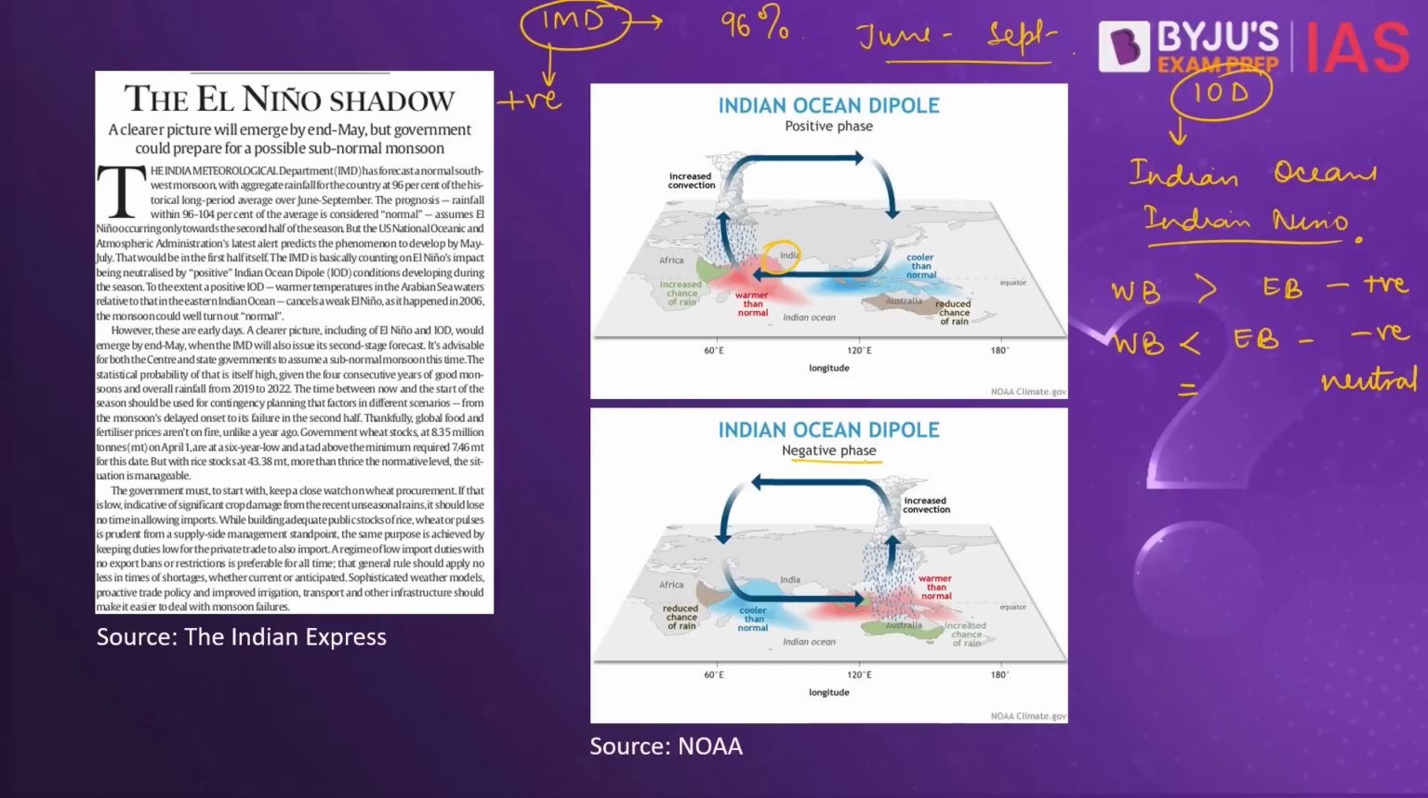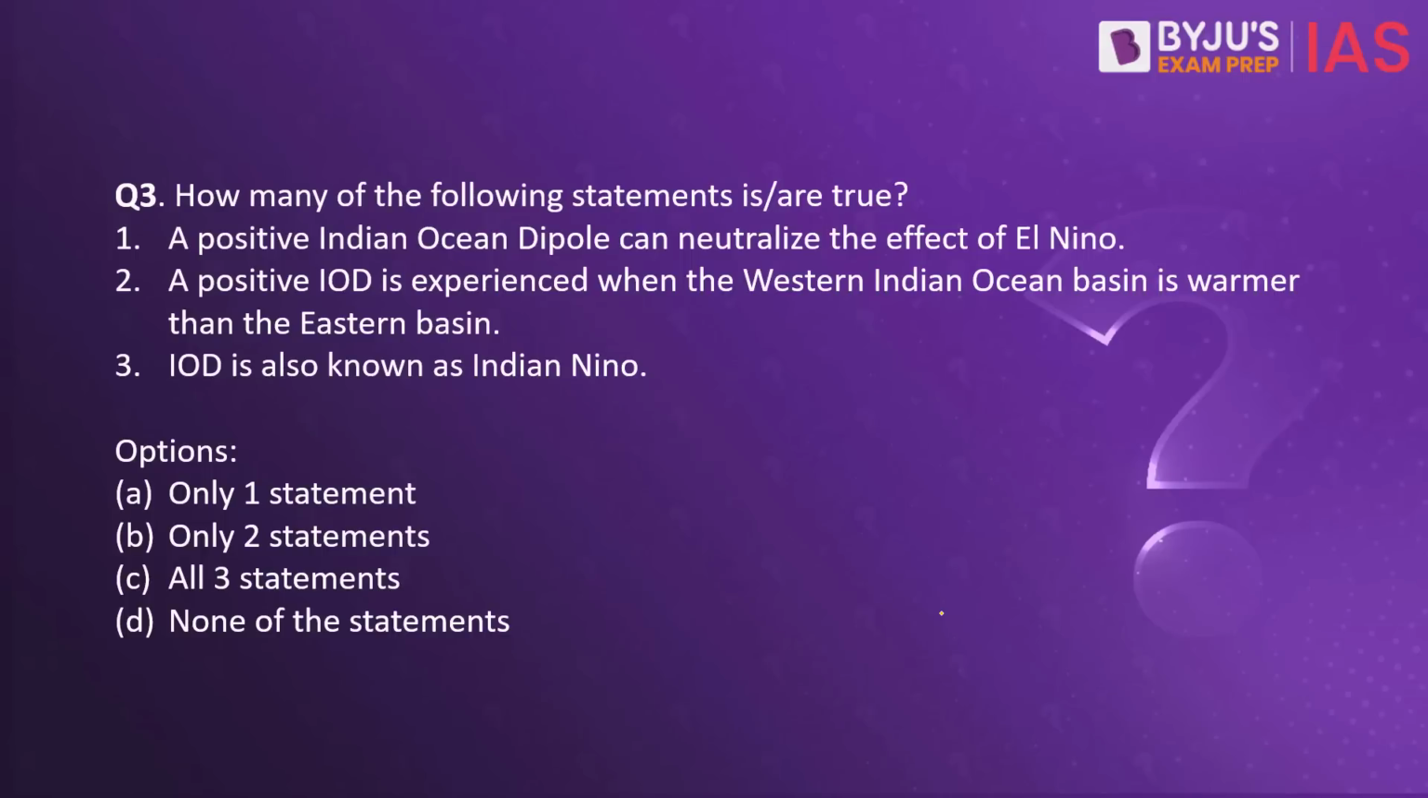In the negative phase, a better rainfall is experienced in the eastern portion of the Indian Ocean. So out of these, this is correct, this is also correct, and this is also correct. So our correct answer over here is C.